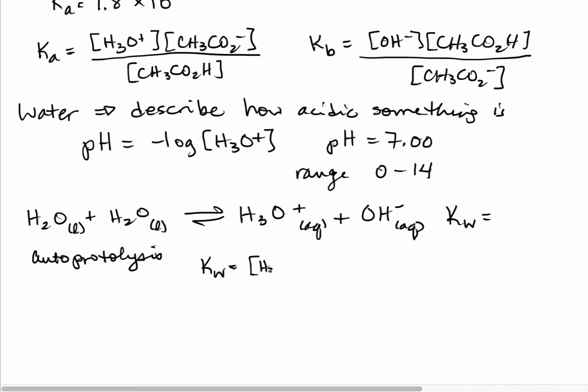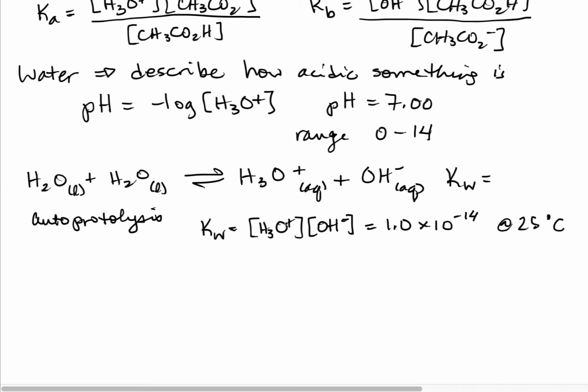But this equilibrium constant expression, we remember that pure liquids don't end up in our equilibrium constant expression, so it's just the concentration of the hydronium times the concentration of the hydroxide. And this is 1.0 times 10 to the minus 14 at 25 degrees C. So if we think about this autoprotolysis of water, we can figure out what the concentration of the hydronium ion is, and therefore what the pH of the water is at 25 degrees C.